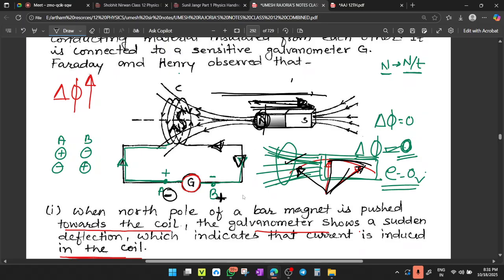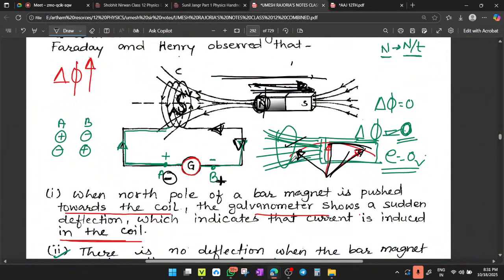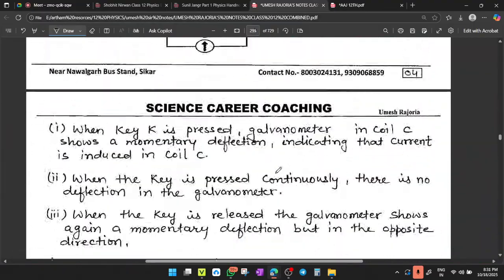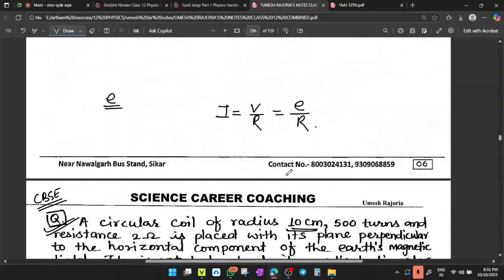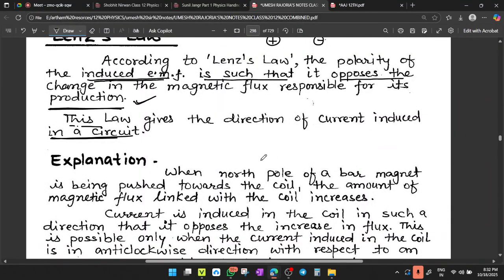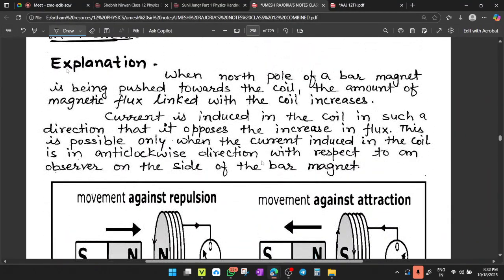Okay. So in such a way, the polarity of the induced EMF can be calculated using Lenz's law. And the only concept is that the direction of the polarity of induced EMF is such that it always opposes the change in flux. Okay. Explanation. Yes. What we have read just here, the same concept is mentioned.